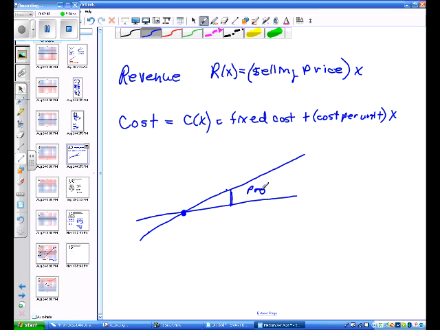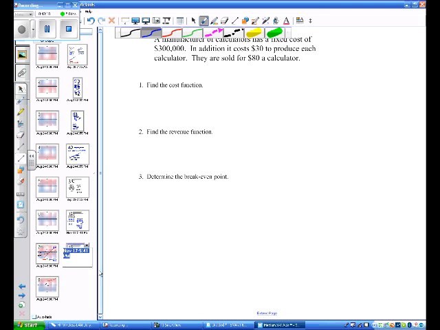And if the bank is going to loan you some money, they want to know when you are going to start making a profit. And so this is called your break-even point. Your break-even point will occur when revenue equals cost. So let's look at a problem and see when we would find each of these.